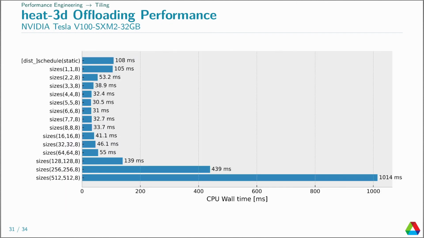I did the same thing as well on an NVIDIA Tesla GPU, where we could show a speedup of up to a factor of 3. Again, with a 5 by 5 by 8 tile size, showing that tiling is really useful.